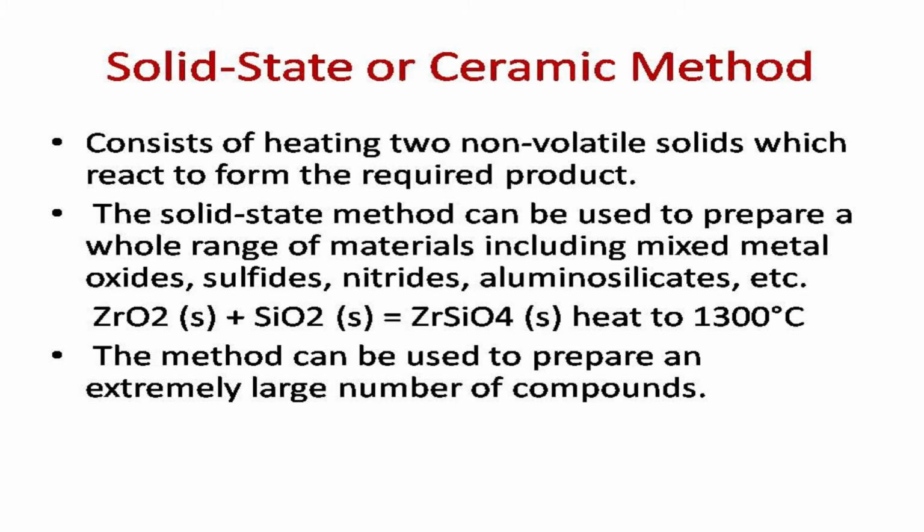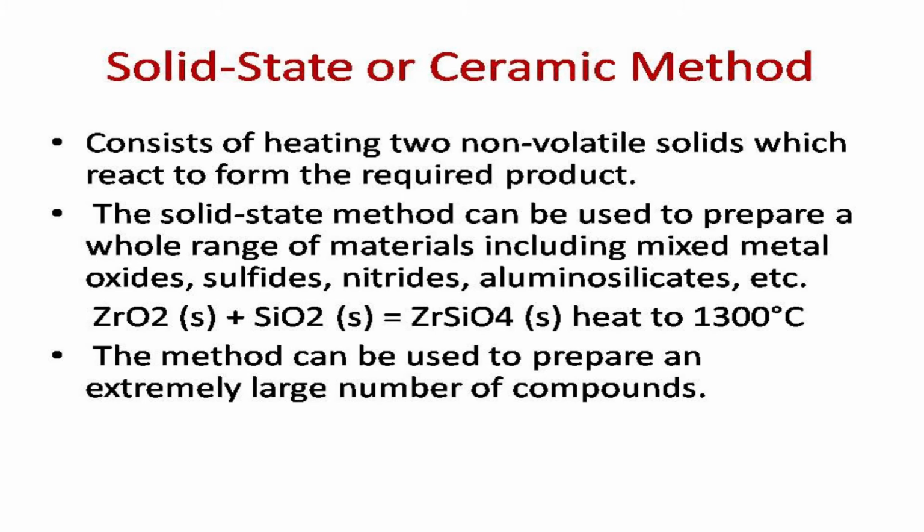The method used for this is to prepare a whole range of materials including mixed metal oxides, sulfides, nitrides and aluminosilicates. The example indicated here is zirconium oxide reacting with silica, both in the solid state, to give zirconium silicate, and this reaction normally happens at a temperature of around 1300 degrees centigrade.